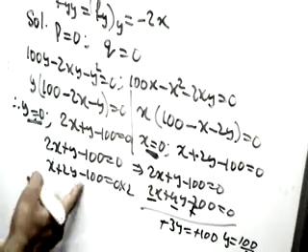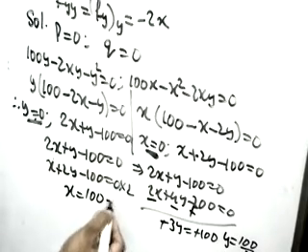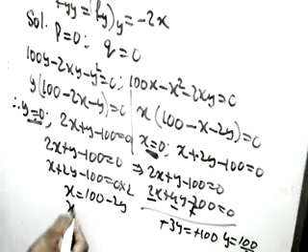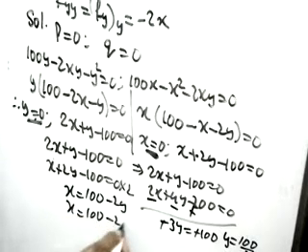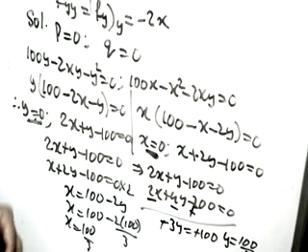Now if you substitute here, you will get x. Bring this 2 here. x equals 100 minus 2y. So x equals 100 minus 2 into 100 by 3. So 3 into 100 is 300, minus 200 is 100. So x equals 100 by 3.